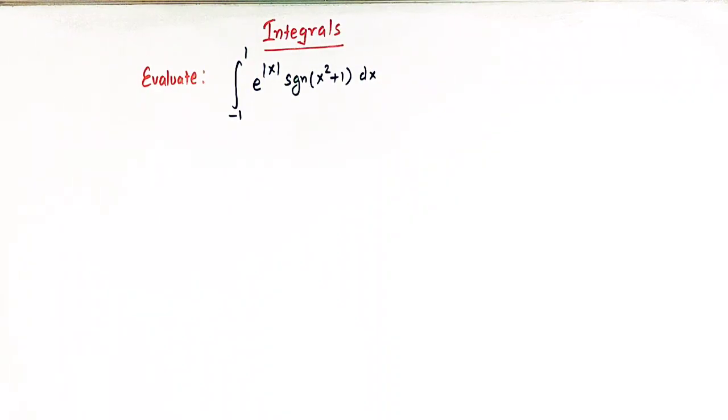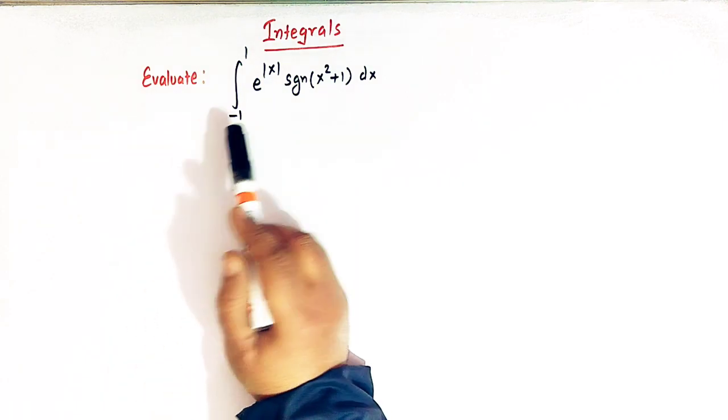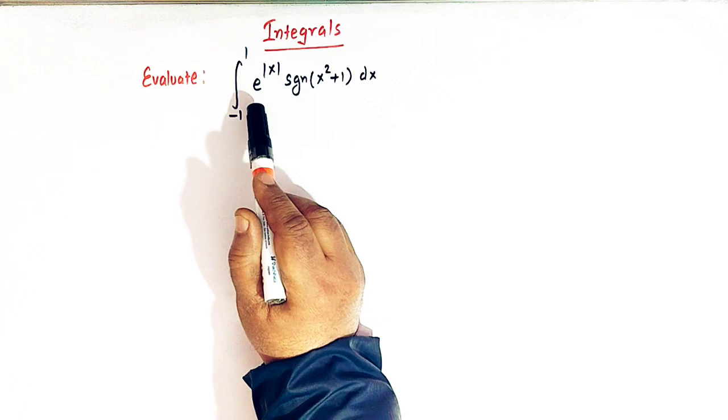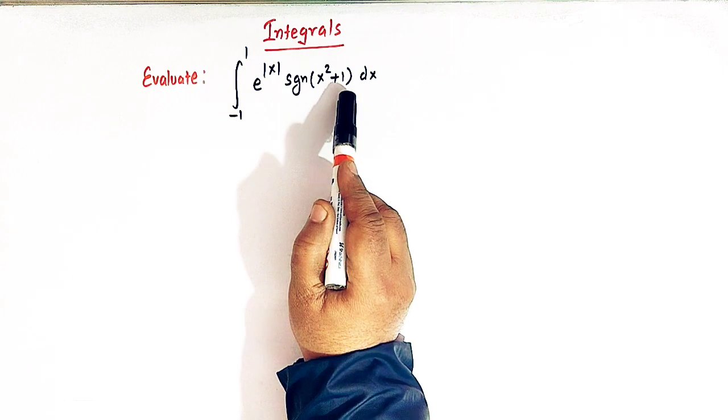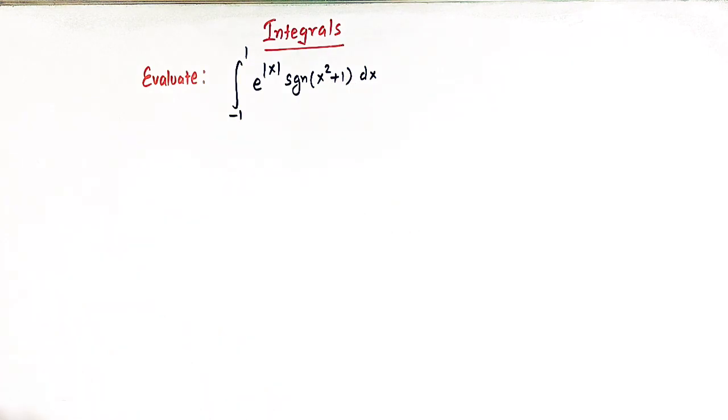Hello viewers, in today's session we are going to discuss an important integral involving the signum function and absolute value function. Here in this class we are going to evaluate this integral from -1 to 1 of e raised to mod of x times signum of (x square plus 1) dx. In this problem, we'll utilize the definition of the mod function and the signum function. So let us start.